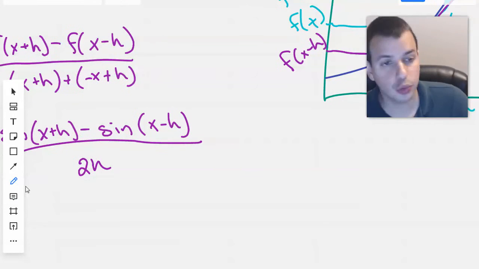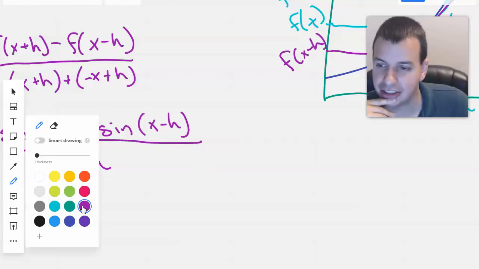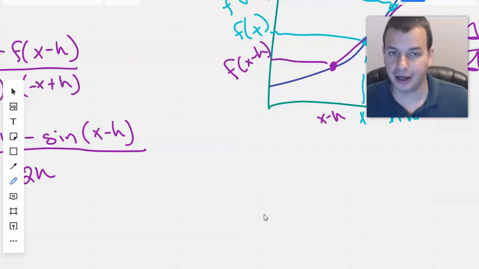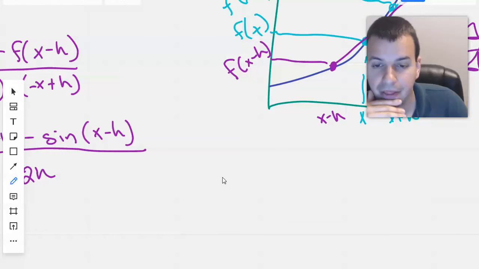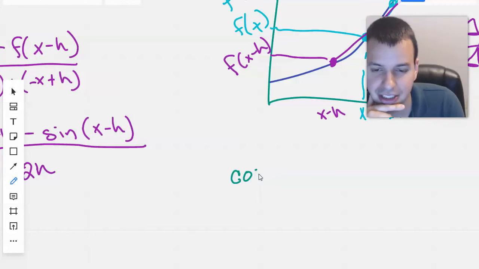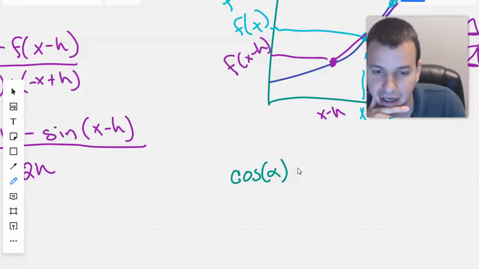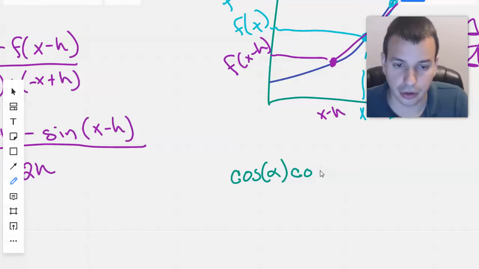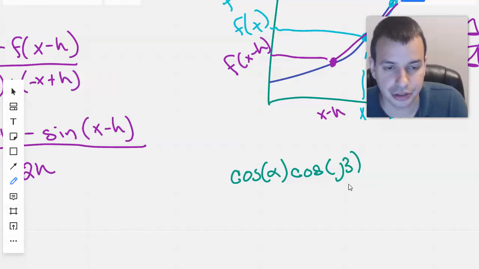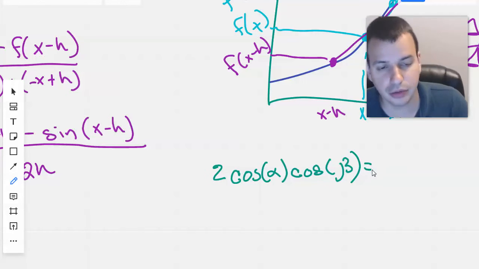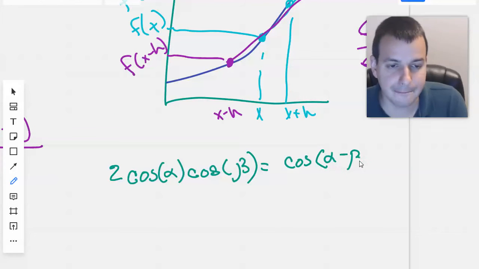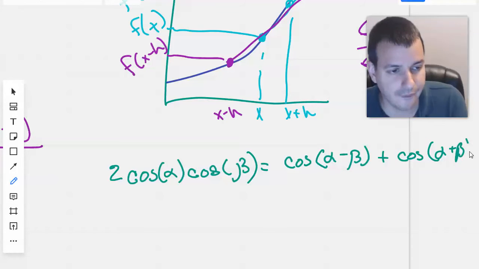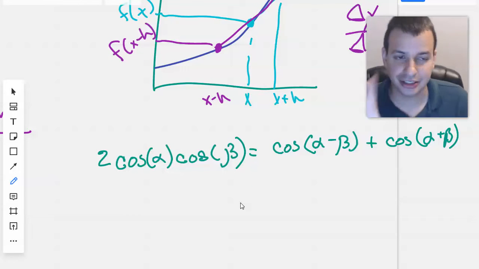There are 3 trigonometric identities that I memorized in life. I guess 4 if you count the Pythagorean theorem. But they go like this. And this is just straight memorization, penguins on the iceberg type thing. So we have 2 cosine alpha cosine beta equals cosine alpha minus beta plus cosine alpha plus beta. And this is the first one. And I just straight memorize it.